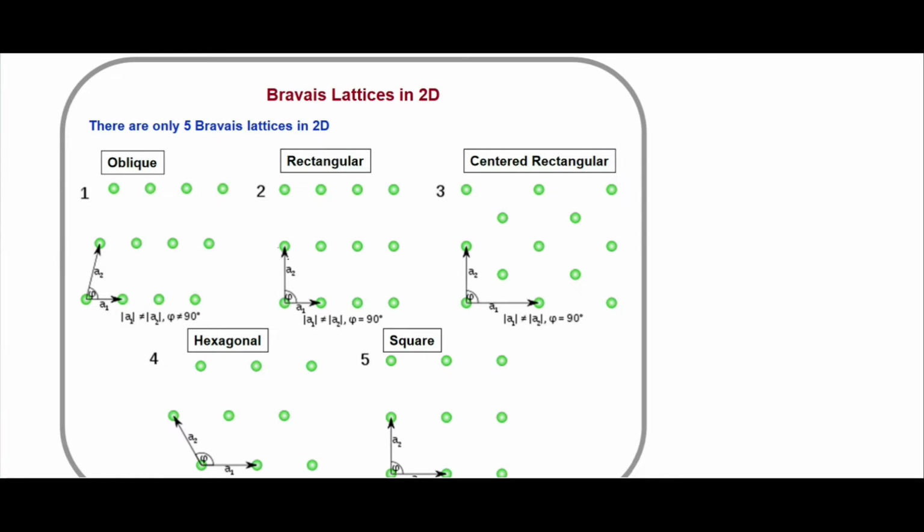And so these are the 5 2D Bravais lattices. And so we can look here on the first one, this oblique one.